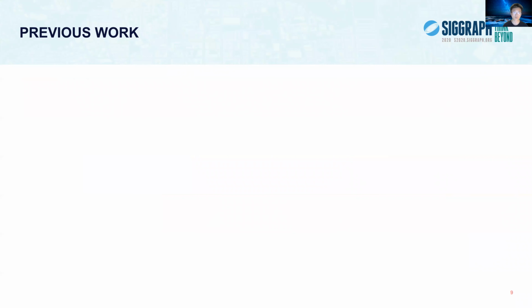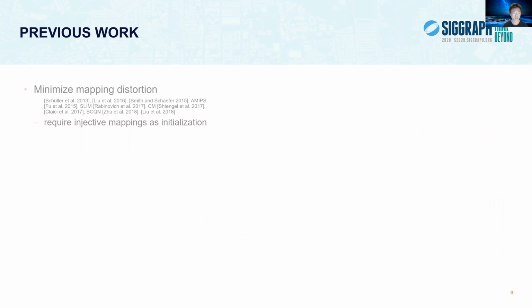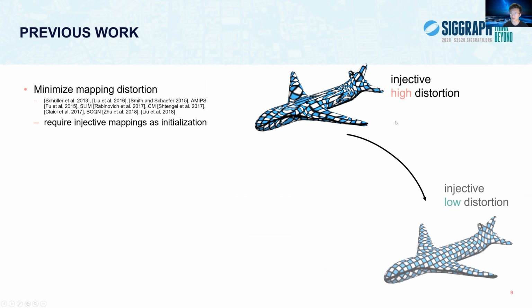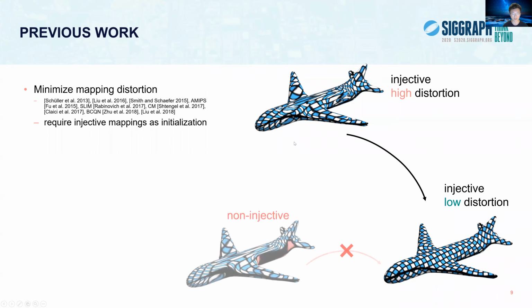There have been lots of works on mappings. Some of them focus on minimizing mapping distortion. They take an injective but high distortion map and output an injective low distortion mapping. However, if the input is a non-injective mapping, they usually can't recover an injective mapping. As a result, they usually require injective mappings as initialization.